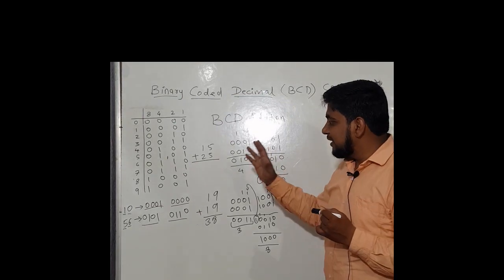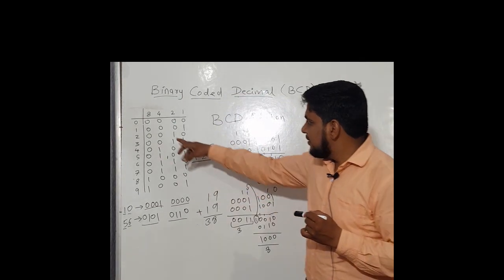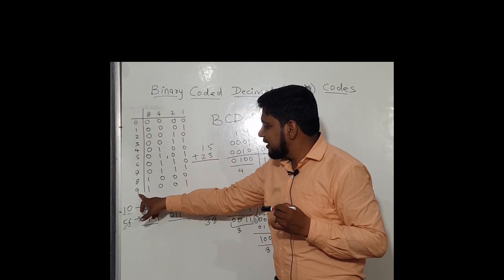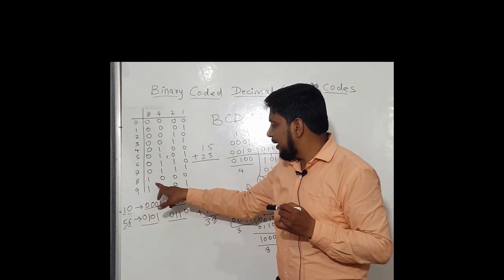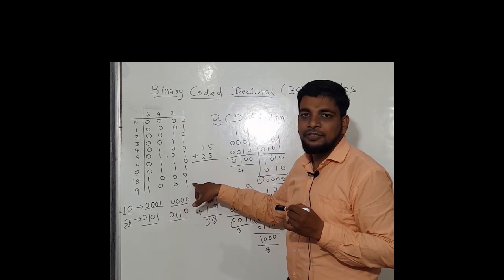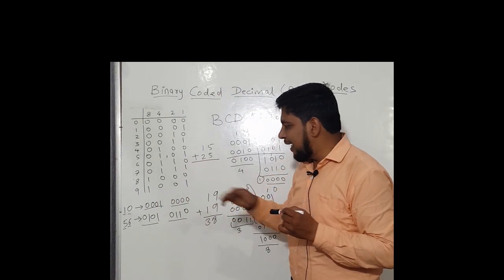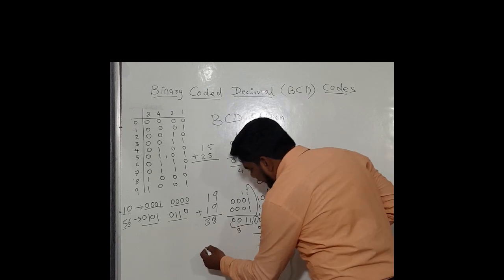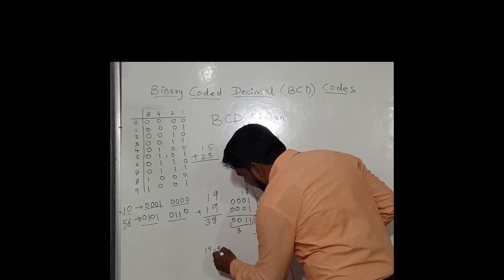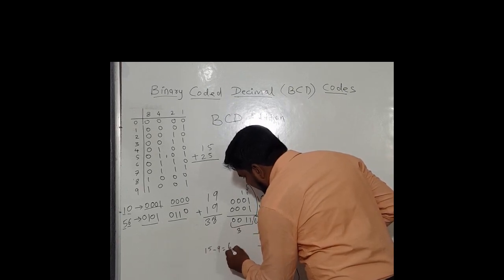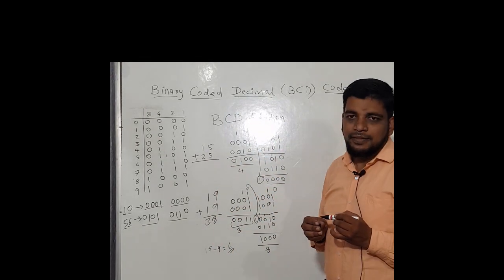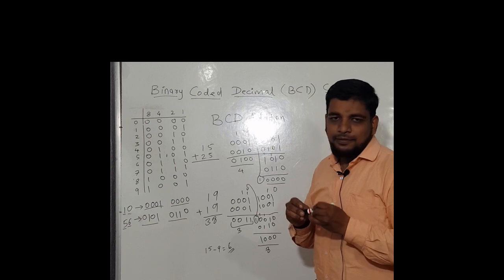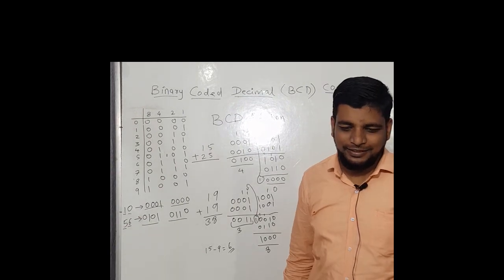And what is the maximum range of BCD? It is 0 to 9. So the maximum number in BCD is 9, whereas the maximum value of a 4-bit number is 15. So 15 minus 9 is 6. The difference is 6. That's why we need to add 6 only. Is it clear? Okay. Thank you for watching this video.